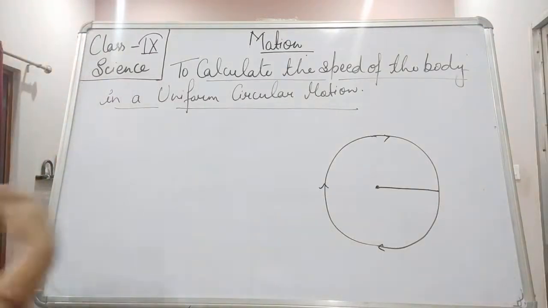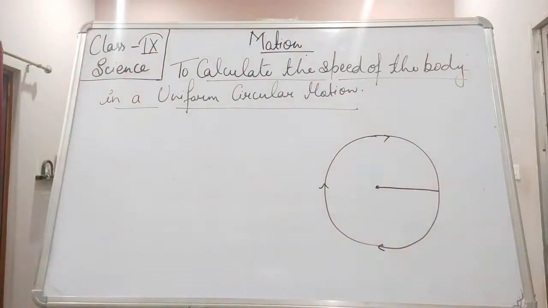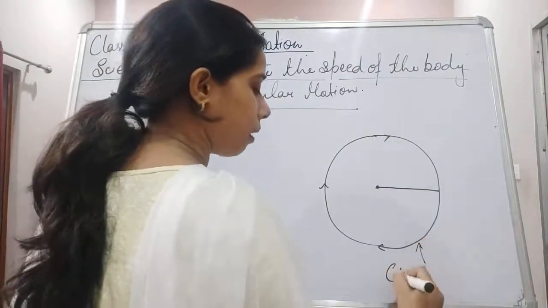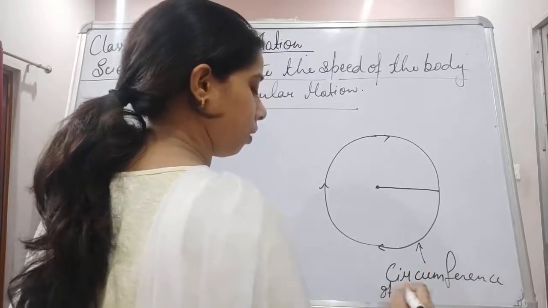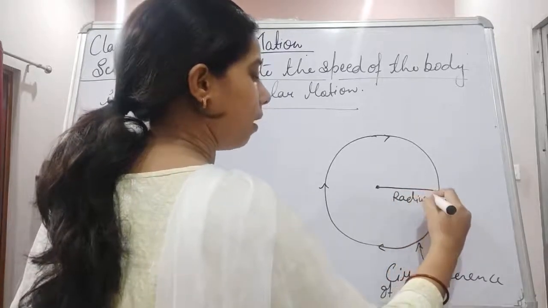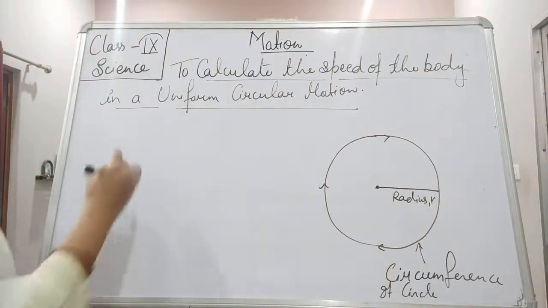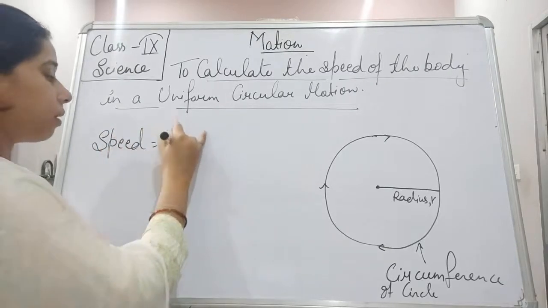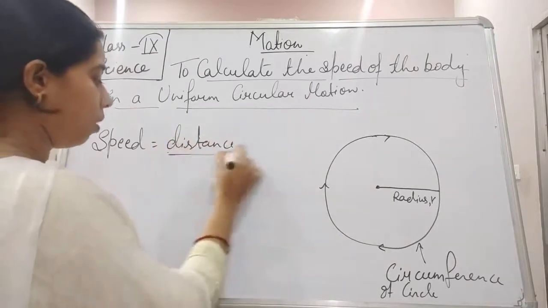And this will be the circumference of the circle. This is the radius, which is represented by small r. Now how can we find the speed? We know that speed is equal to distance traveled upon time taken.